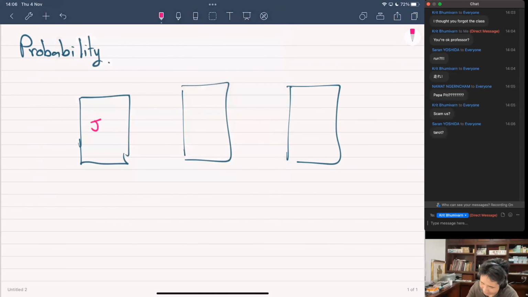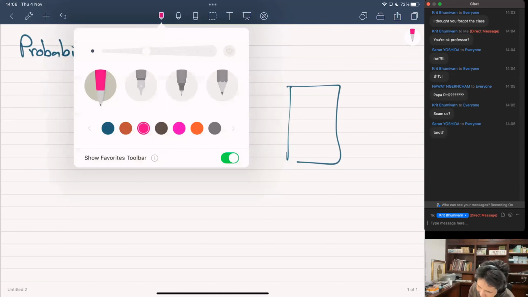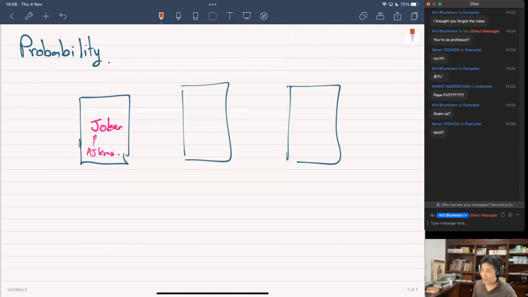Let's say I know that this guy is a joker. Okay, I know, or only I know, that the joker is here. There are 3 cards. So your job is to do the following. I ask you, where is the joker? You have no idea. The card is face down, right? So you have no idea. The cards look the same, face down.